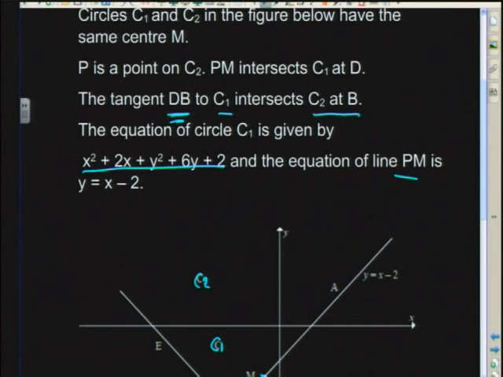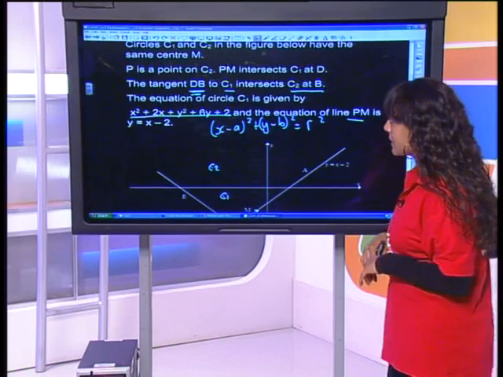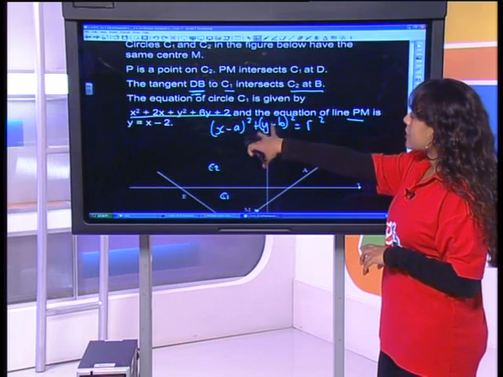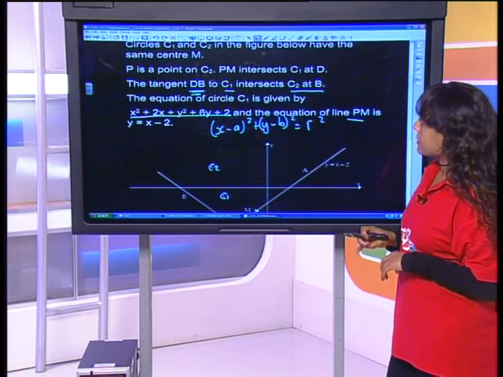So all we simply have to do is complete the square and write this in the form x minus a squared plus y minus b squared is equal to r squared, and that will help us to work out the coordinates of the center of the circle. All right, so we're going to take this expression and rewrite it and then work out the coordinates of the center of the circle.